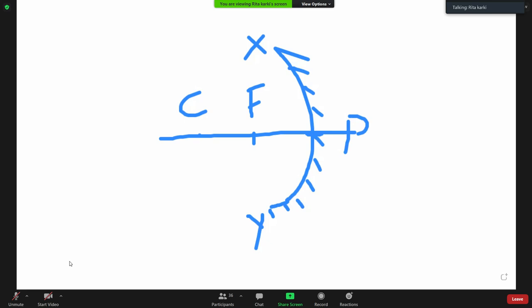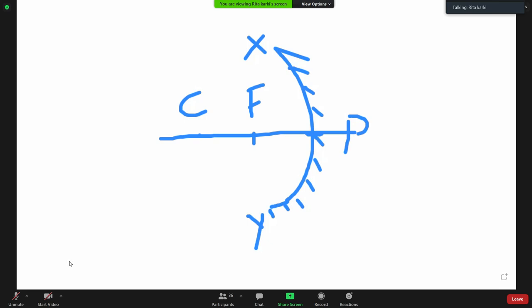Here, now after we have drawn the concave mirror in our plain sheet, the next thing that we need to do is place the object in front of the concave mirror. Clear? What are we supposed to do? We are supposed to place an object in front of the concave mirror. That may be at any position.